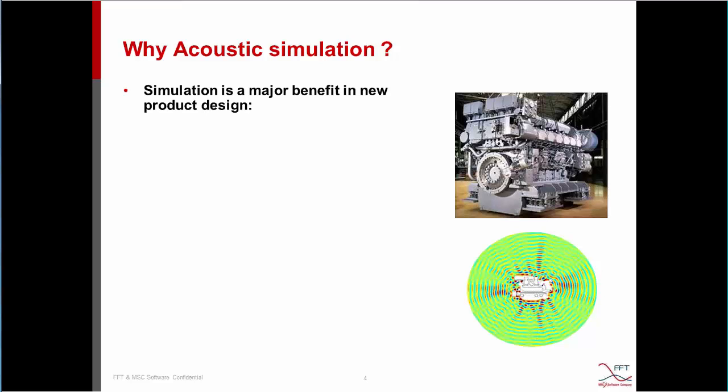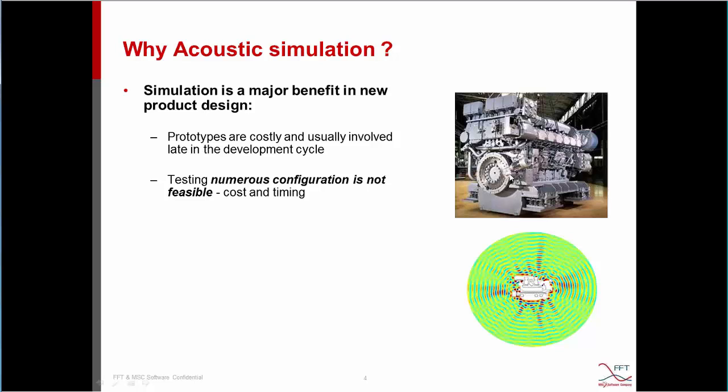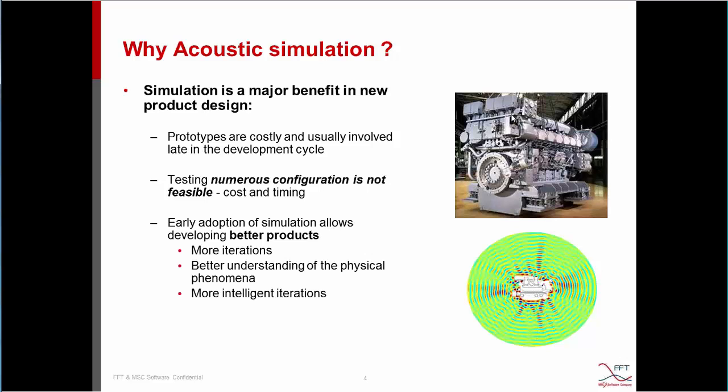In order to assess the acoustic performance of a product, tests are usually performed. The problem is that building a prototype is usually costly and occurs late in the development cycle. If we take the example of this ship engine here, you can anticipate that only few prototypes can be built and tested. With acoustic simulation, it is actually possible to perform more iterations, as it is less costly and less time-consuming than building a prototype and performing the tests. And the acoustic simulations can be performed early in the design process, allowing a better understanding of the physical phenomena occurring in the system. Based on this knowledge, it is then possible to adapt and to do more intelligent iterations.